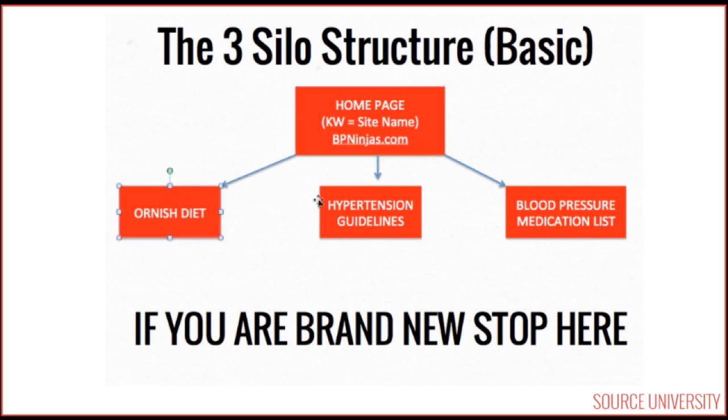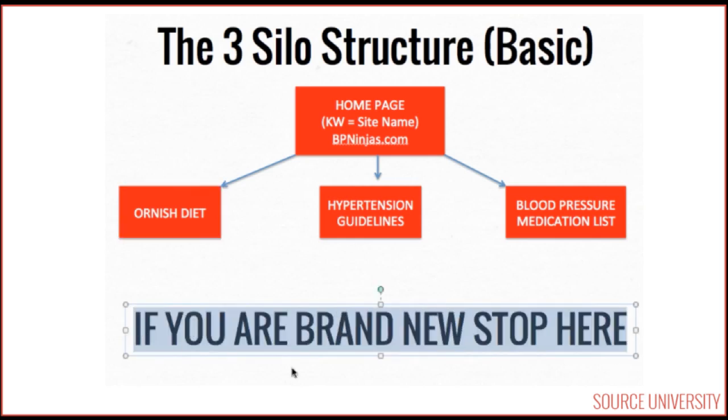And what I try and do is I rank the pages inside for these keywords. So this page is going to rank for Ornish diet. This page is going to rank for hypertension guidelines. This one's going to rank for blood pressure medication list. And that's what the niches these pages are going to focus on. If you're brand new, stop here, skip to the point in this video where I start talking about the pages, the key to having good pages and what to put on the pages themselves.